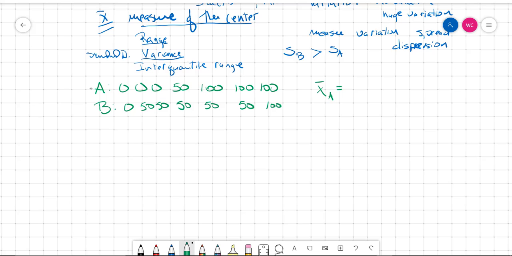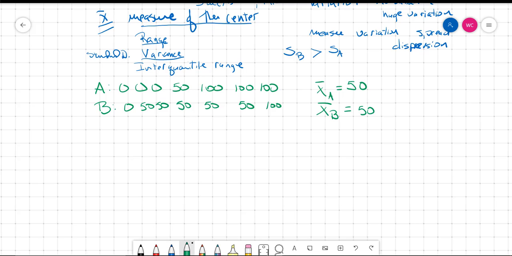If we look at these numbers, I think we can see that the zeros balance with the hundreds, and so the average is going to be 50. You can check that manually. And then let's do the same thing for X bar B. So again, we can see that all these are 50 and that this 0 balances with this 100. And so this is also going to be 50. So they both have the same mean.